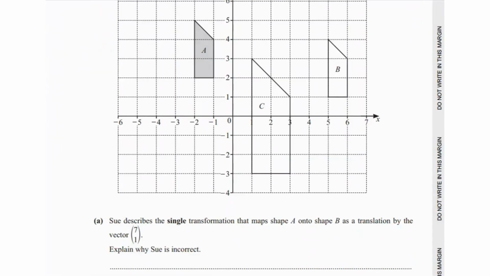Then it says SU describes a single transformation that maps shape A onto shape B as a translation by the vector (7, 1). Explain why SU is incorrect.